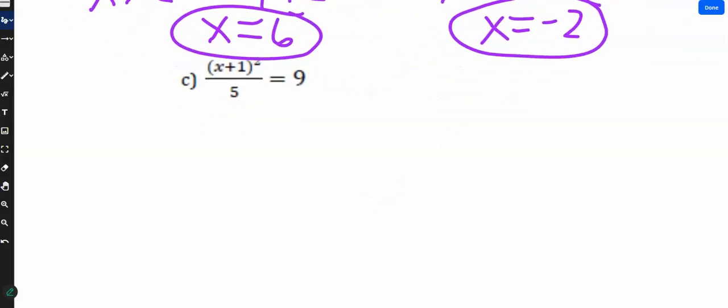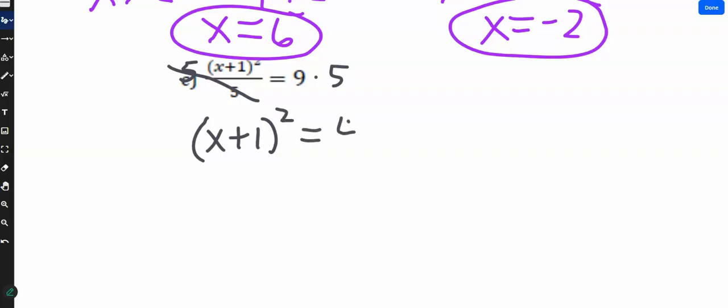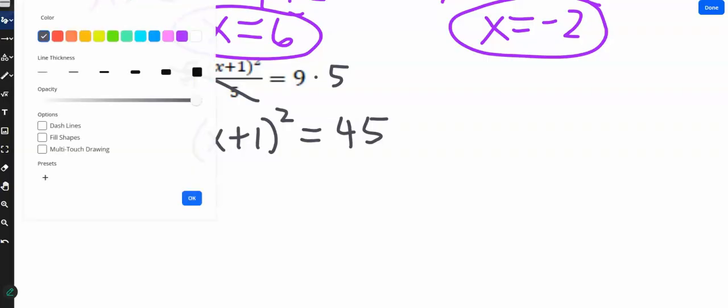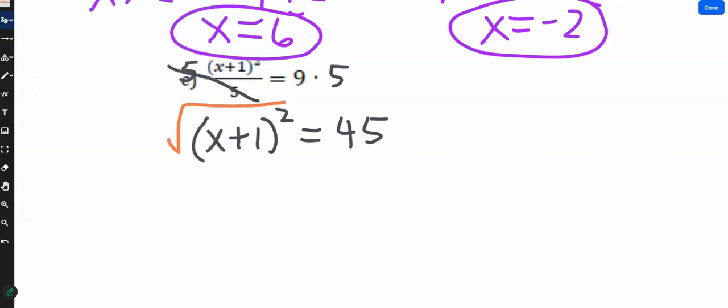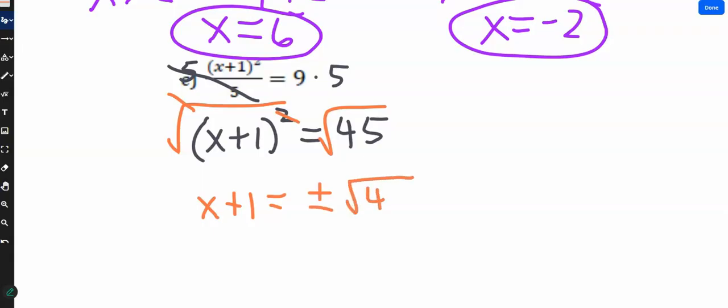One more down here. This time I'm going to multiply both sides by 5, giving me x plus 1. This is kind of like cross multiplying was on the last couple examples. And then when I get to here, I take a square root. And the square root cancels. x plus 1 equals plus and minus square root 45.